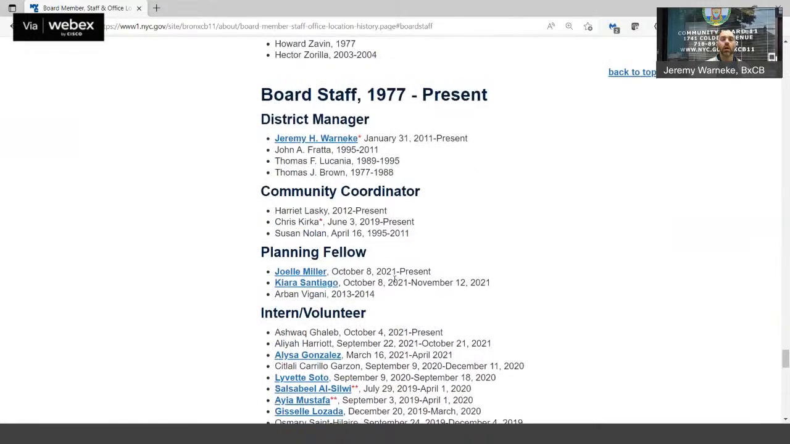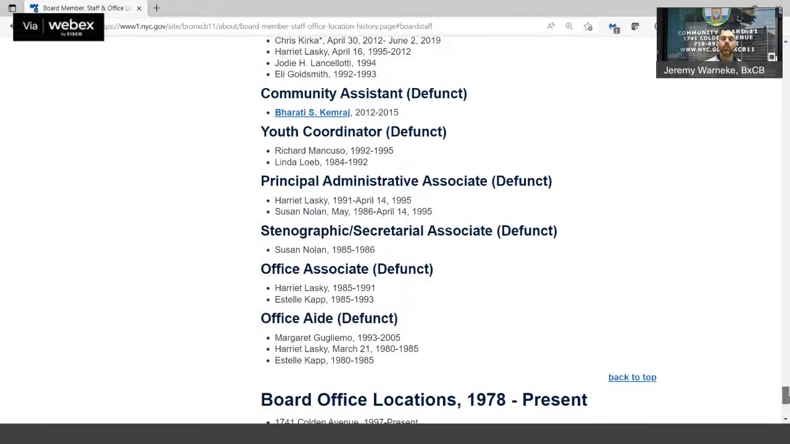Community coordinator Harriet Lasky, Chris Kirka. Oh, Harriet's only been a community coordinator since 2012. I thought she's been here much longer than that. Yes, she has. If you scroll past all the present or more recent staff members, you can go down to the very bottom before you get to office locations.